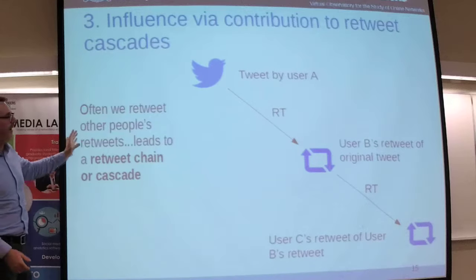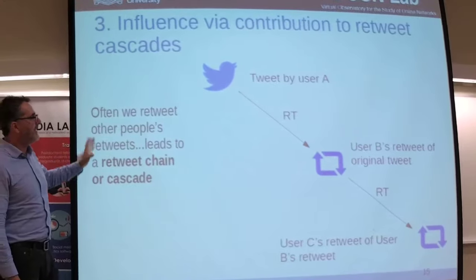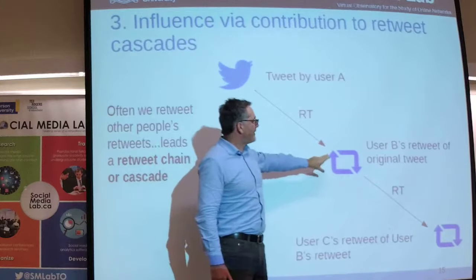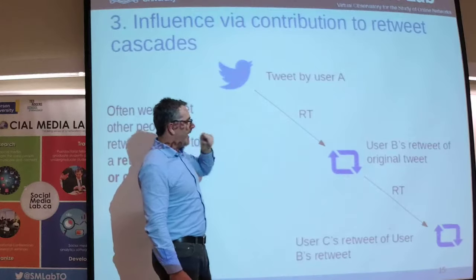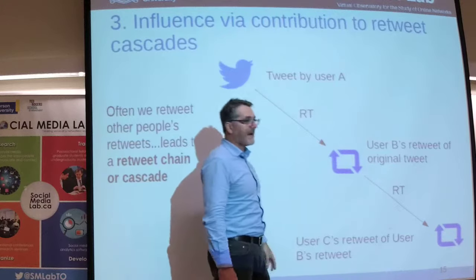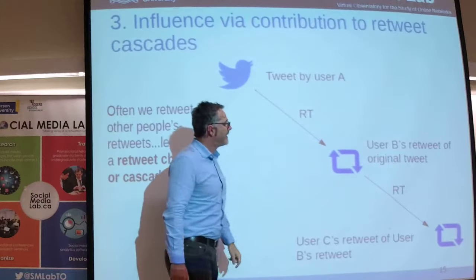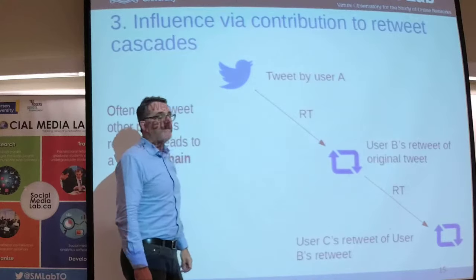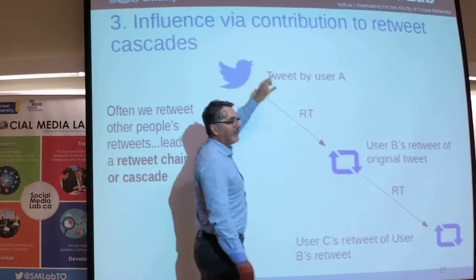So this is a diagram showing the situation, the methodological challenge that we had here. Say we have user A tweeting, then user B comes along and retweets A's original tweet. Now, often what happens is subsequently people will retweet someone else's retweet. So that's what's happening here. C is retweeting user B's retweet of A. So this is a flow or a network of diffusion, really. It's because of B that C found out about A's original tweet.